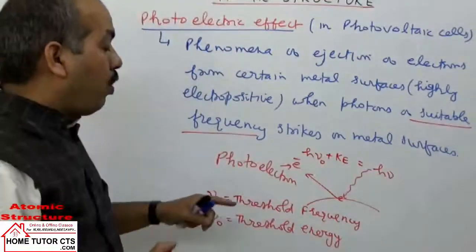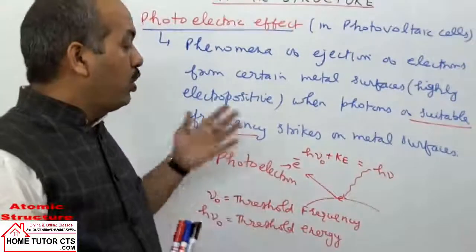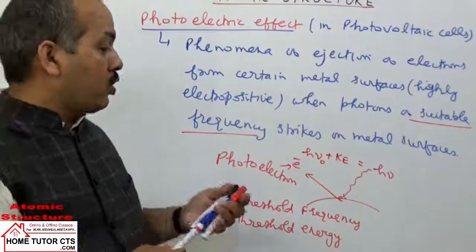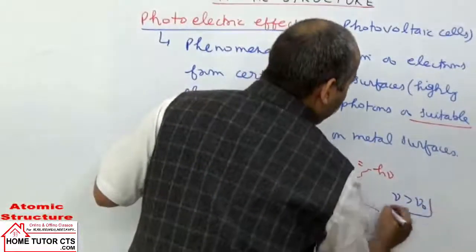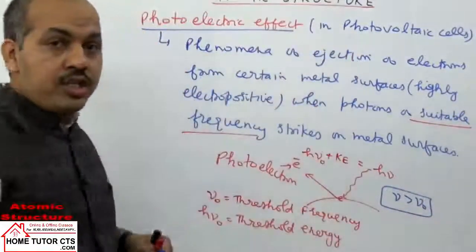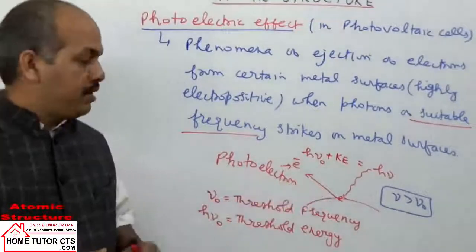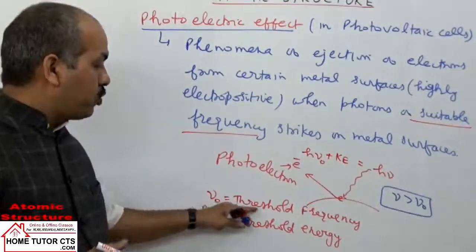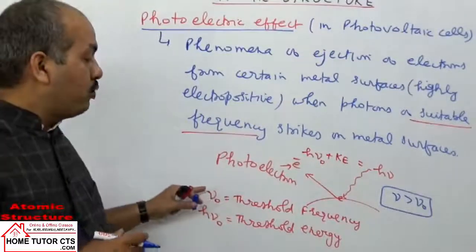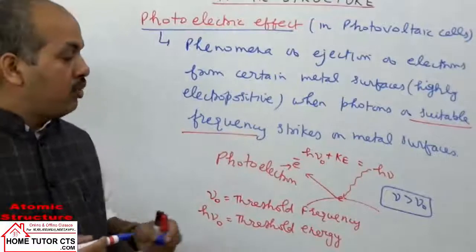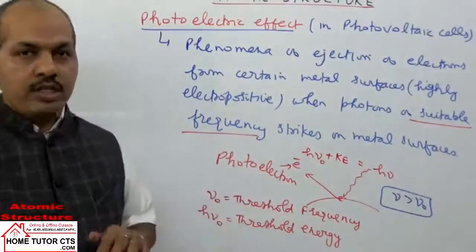All the photons are not able to cause the ejection of photoelectrons. Only those photons can cause the ejection of electrons which have frequency more than the threshold frequency. That is the condition for ejection of electrons from the metallic surface. So how can we define threshold frequency? You can write the definition of threshold frequency.